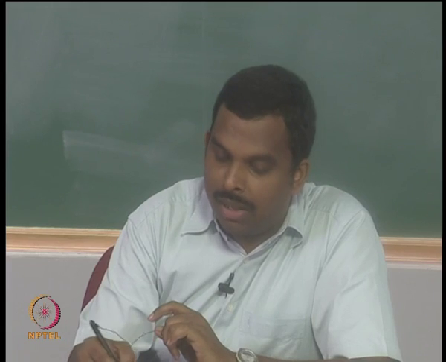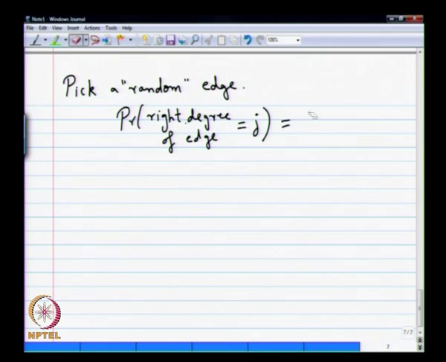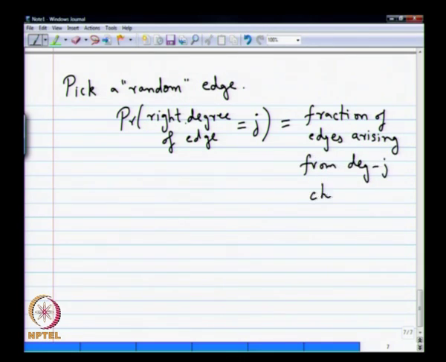If you pick a random edge, what is the probability that the right degree of the edge equals j? Remember, what do I mean by right degree of edge? The degree of the check node that it's connected to. So, what is the probability that this equals j? How will you answer this question? This will basically be the fraction of edges arising from degree j check nodes. That is the idea.